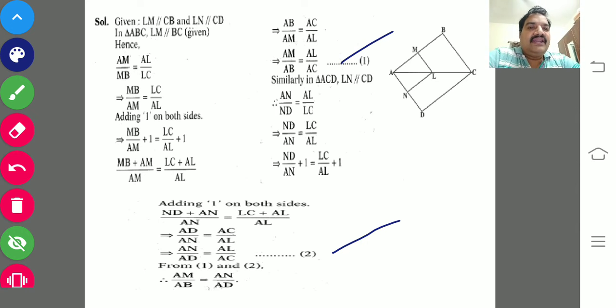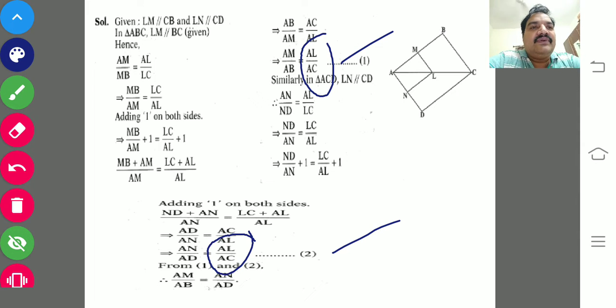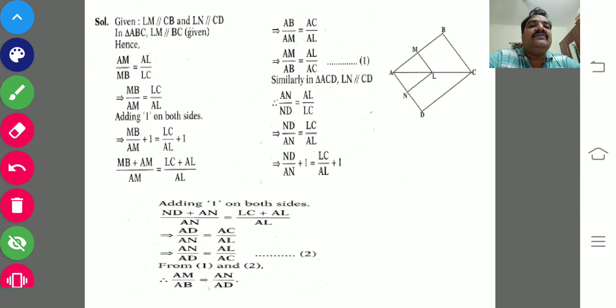So from 1 and 2 you can write that here AM by AB equals AL by AC, and here AN by AD equals AL by AC. So AL by AC is there in equation 1 and also in equation 2. Automatically the RHS are equal, so the LHS will be equal. What are the LHS? AM by AB and AN by AD. So this is our proof. I hope you could understand.